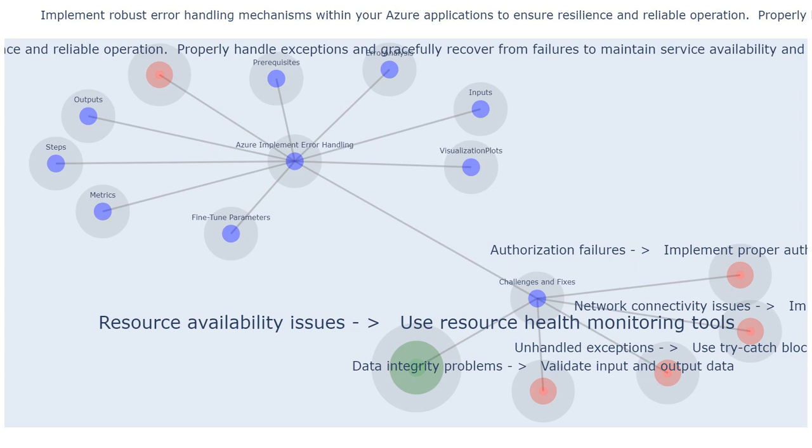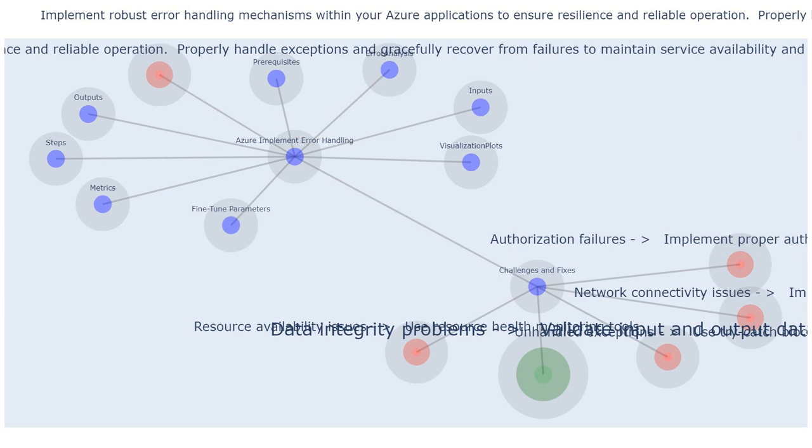Resource availability issues can occur when Azure resources, such as virtual machines or databases, become unavailable due to infrastructure failures or planned maintenance. Use resource health monitoring tools provided by Azure to track the availability and performance of Azure resources. This allows for proactive identification of potential issues and the implementation of appropriate mitigation measures.